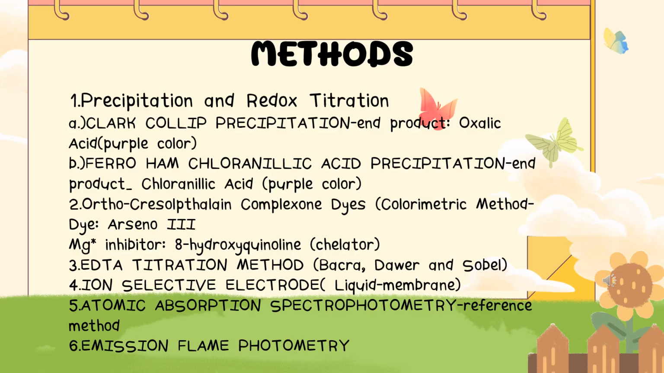Methods: 1. Precipitation and redox titration. A. Clark-Collip: precipitation end product is oxalic acid, purple color. B. Ferro-Ham: chloranilic acid precipitation, end product chloranilic acid, purple color. 2. Orthocresolphthalein complexone, a dye colorimetric method. Dye: arsenazo III, magnesium inhibitor 8-hydroxyquinoline, chelator. 3. EDTA titration method: Bachra, Dawa, and Sobel.